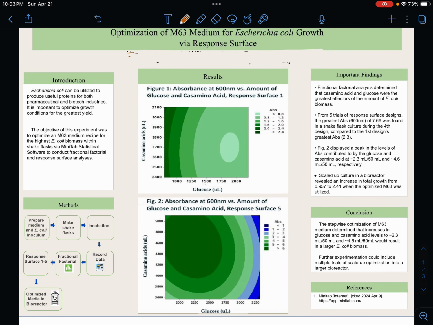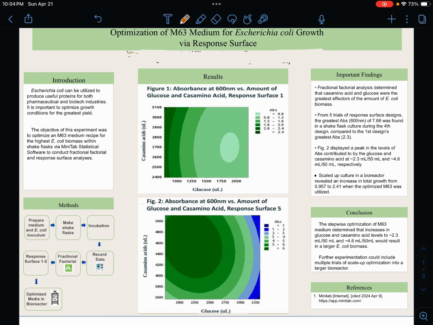This is the poster presentation of the semester long research that a group that I'm a part of did. This is the optimization of an M63 medium for the growth of Escherichia coli, and this was conducted via response surface. So why are we optimizing the M63 medium for the growth of this bacteria?